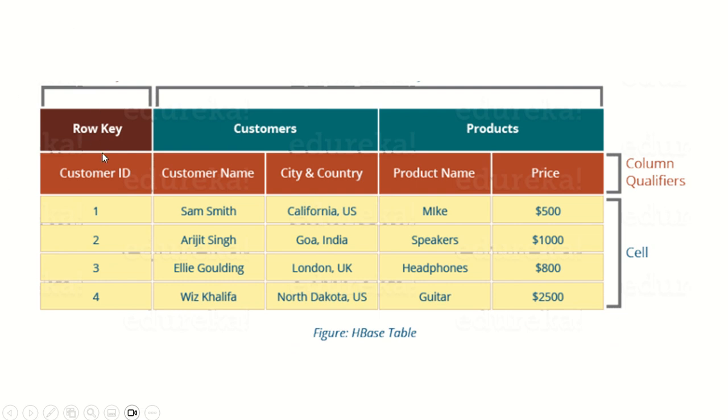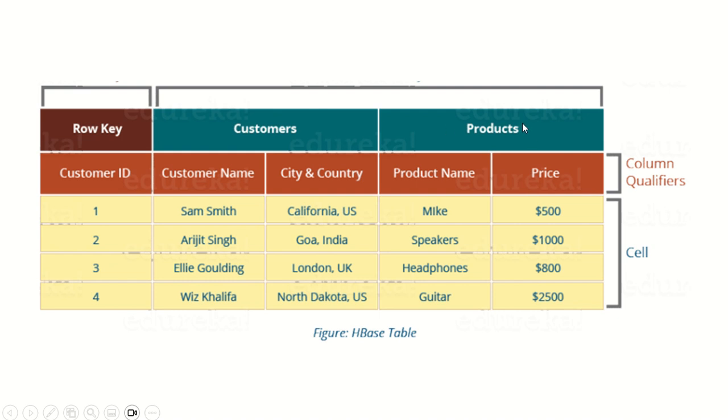So here, as I told you, it is a column oriented database. You will have the first column, which is called a row key. It is used to uniquely identify each row. And the next are the column families. So in this example, you can see there are two column families.